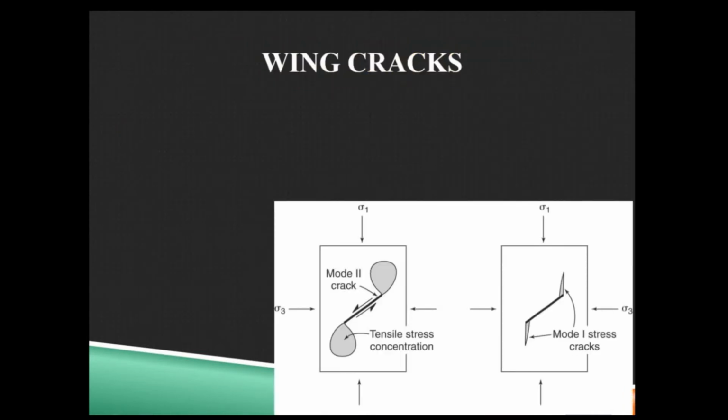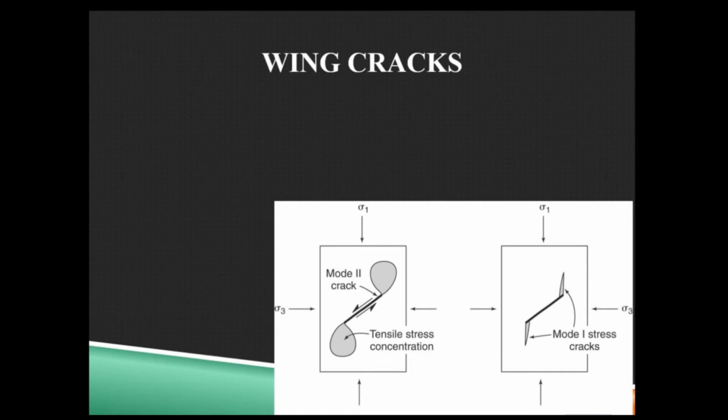Now, a special case are called wing cracks. If we have a big compression vertically with a low confining pressure, and the crack is this dark line, and it's starting to slide past each other, it's a mode 2 crack. These gray blobs are areas of high stress within the rock. They're not big pore spaces or anything. It's just a stress shadow.